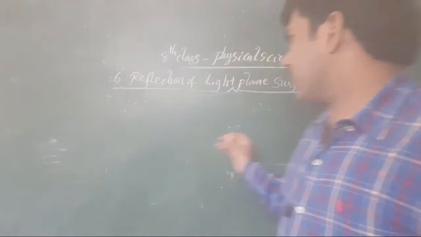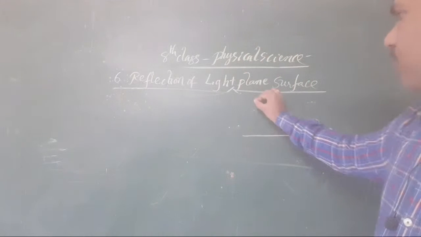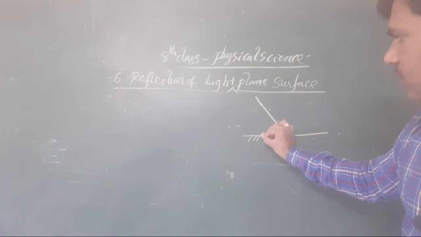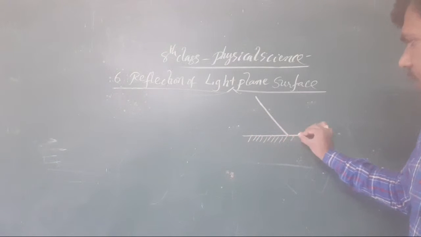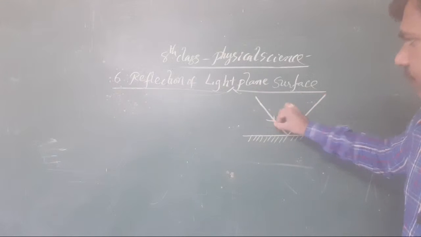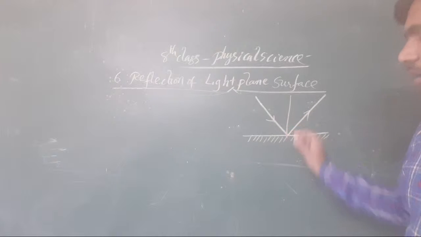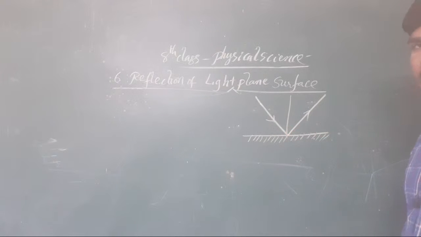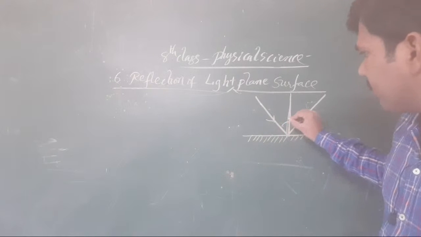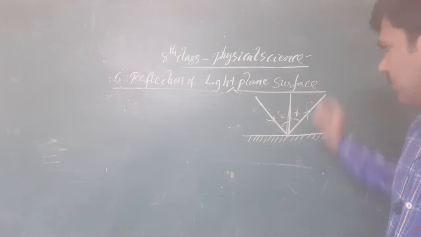Here light comes from one source, falls on an obstacle, and is returned back. This phenomenon of light is called what? Reflection. This is the I, this is the R.